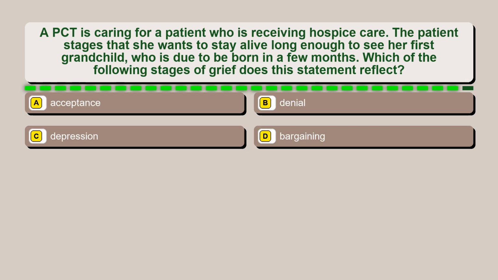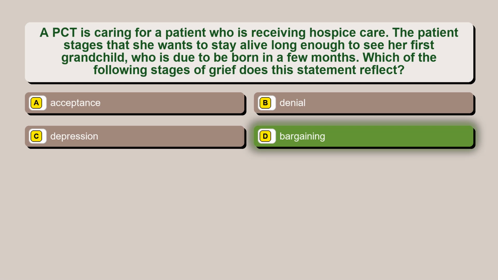Question 62. A PCT is caring for a patient who is receiving hospice care. The patient states that she wants to stay alive long enough to see her first grandchild, who is due to be born in a few months. Which of the following stages of grief does this statement reflect? Option A, acceptance. Option B, denial. Option C, depression. Option D, bargaining.